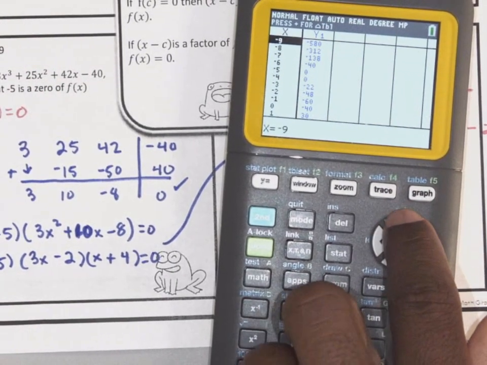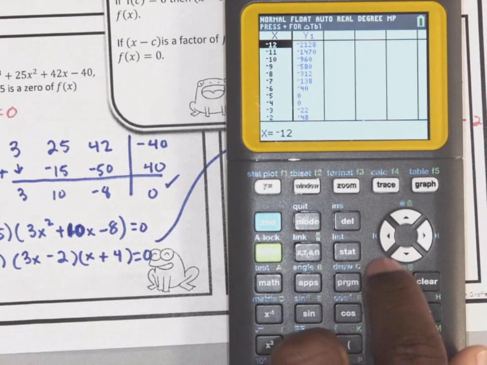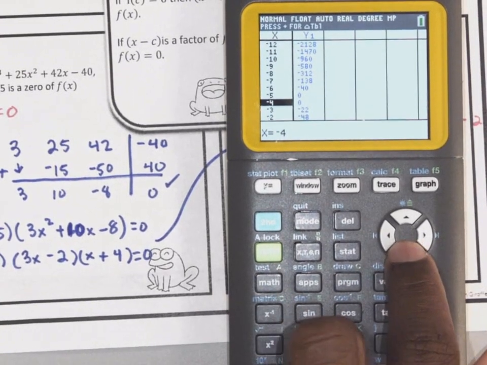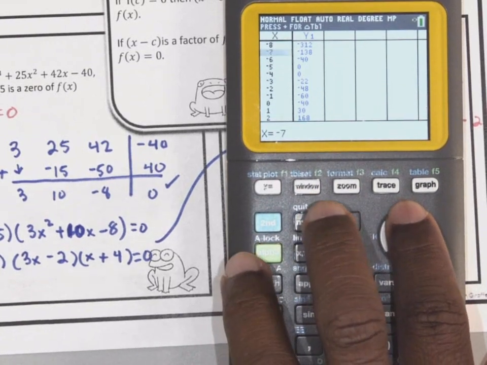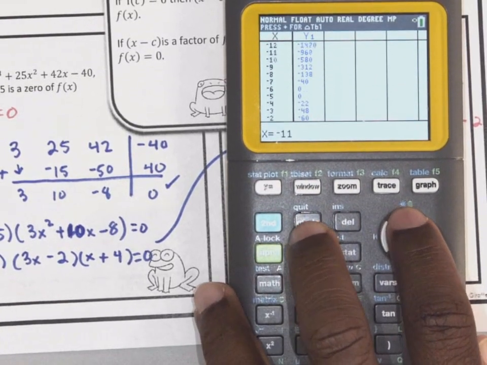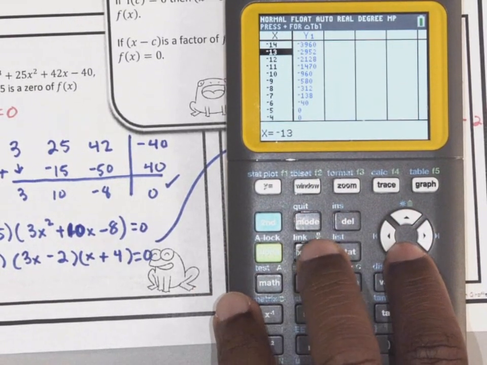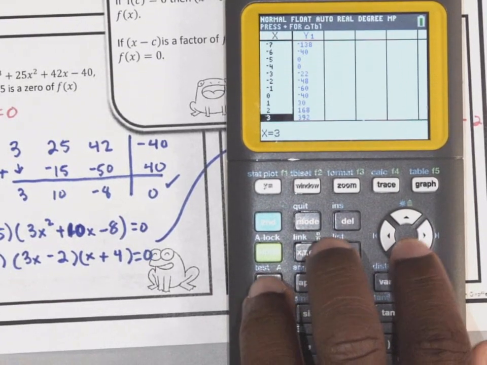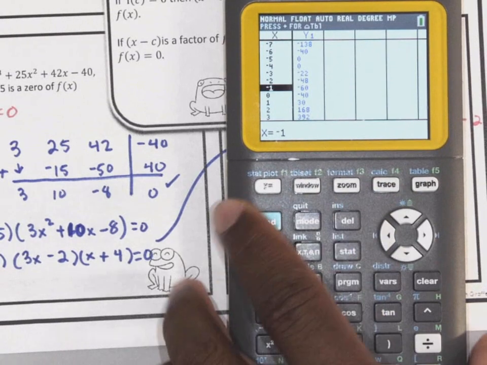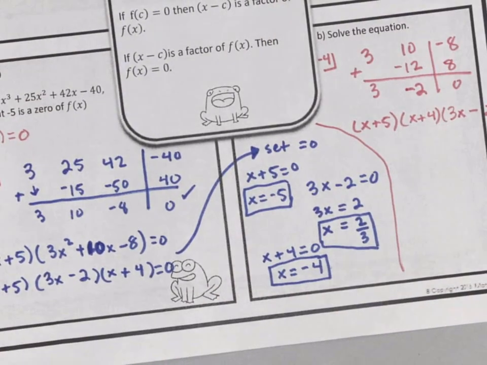2 over 3? Why do you think we don't see that one here? Because it's a fraction, and just from my settings, I can't see the fractions. And it's actually like a repeating decimal, so your calculator wouldn't be able to compute that and give you a whole number. So yeah, we can see these whole real zeros here. Right? So either way will work.